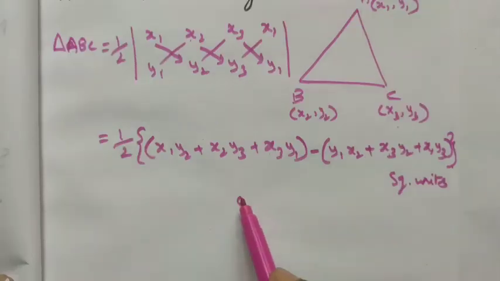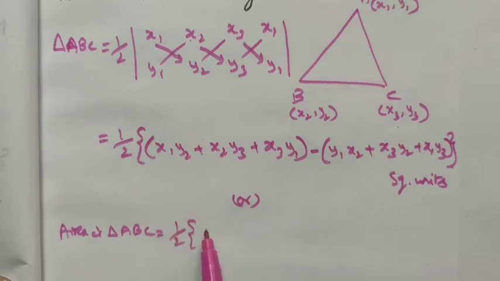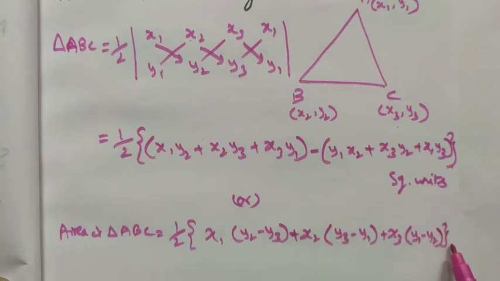Or otherwise the same formula can be written like this also. Area of triangle ABC is equal to half into x1 into (y2 minus y3) plus x2 into (y3 minus y1) plus x3 into (y1 minus y2) square units.